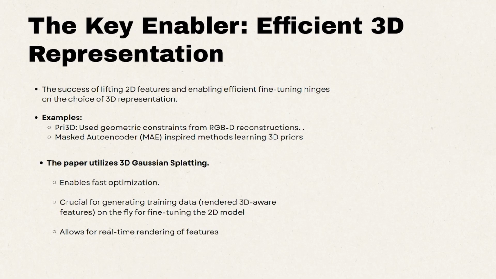A critical component that makes this paper's approach feasible and efficient is its choice of the 3D representation of those quote-unquote lifted 2D features. As mentioned, they leverage a technique called 3D Gaussian splatting. Why is this important? Gaussian splatting is known for its ability to be optimized very quickly, and crucially, this efficiency is paramount because for the fine-tuning stage, the model needs to generate these 3D-aware feature maps as training targets, and doing so rapidly is the key. It's this technique that effectively allows them to bridge the 2D and 3D worlds for their fine-tuning strategy.